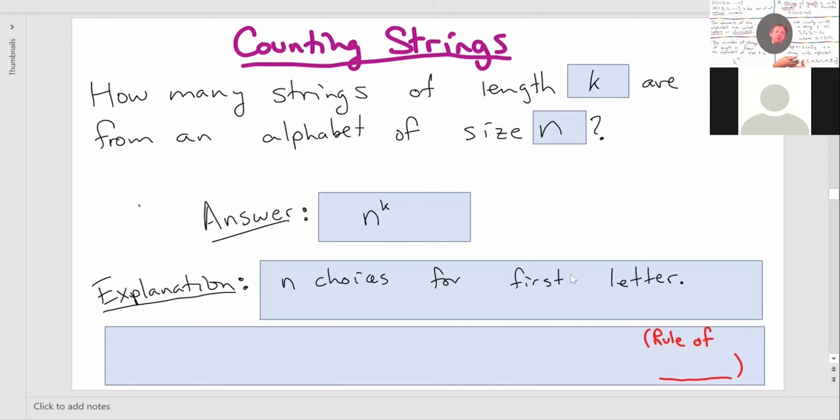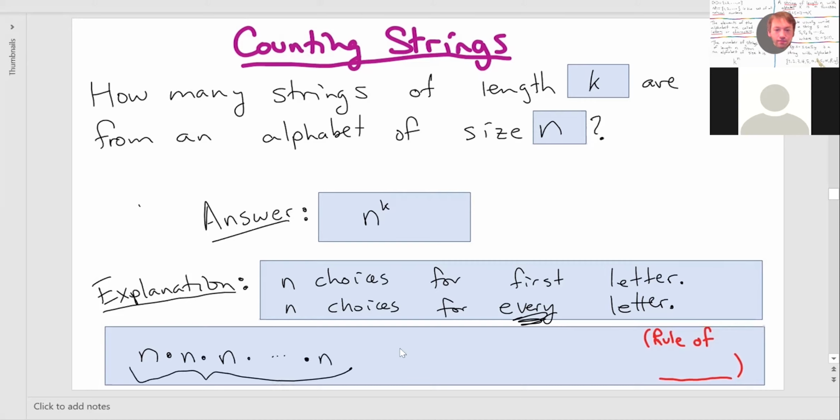Once I've chosen the first letter, I can choose the next letter however I want. So I again have n choices for the second letter, and the third letter, and so on, and I have n choices for every letter. When you're choosing a string, you can think of it as choosing the first letter and the second and the third and the fourth. So remember, when you have this "and" going on, you have the rule of product. So the number of choices is then n times n times n times n, k times, which is n to the k. So this is the rule of product.